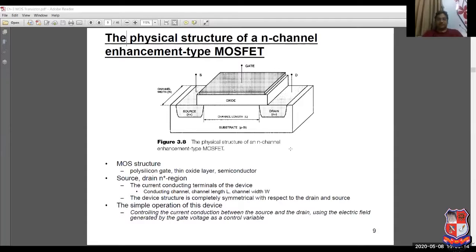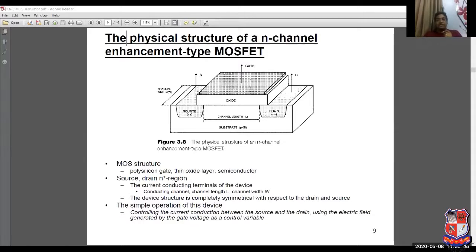So we were talking about the construction and physical structure of the N-channel enhancement type MOSFET. As you can see, in the N-channel enhancement type MOSFET there is a substrate region, and this substrate consists of P-type material. There is an oxide region, there is a metal, and then there are the source and drain regions, which consist of N plus type impurities. Now, what is the difference between N and N plus type impurities? The plus sign indicates a greater amount of impurity than the normal n-type material. So here the doping level is higher.